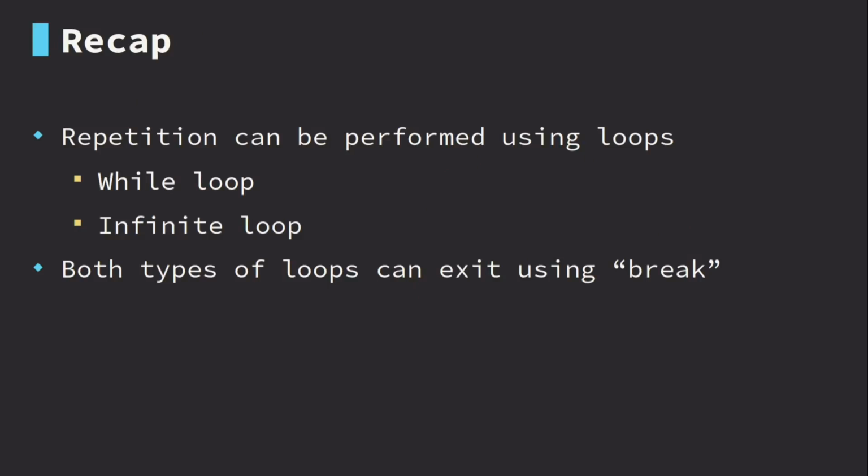To recap, repetition can be performed by using loops. There's the while loop, which has a condition that's checked on each iteration of the loop, and then there's the infinite loop, which requires the programmer to insert a statement to check to see whether or not the loop should be exited. Both types of loops can be terminated by using the break command.